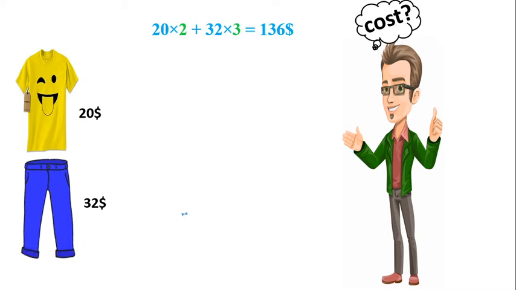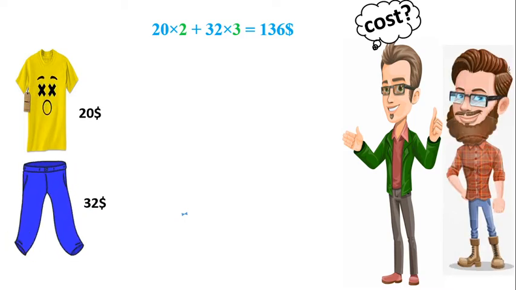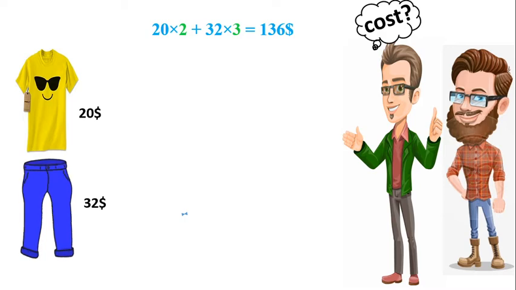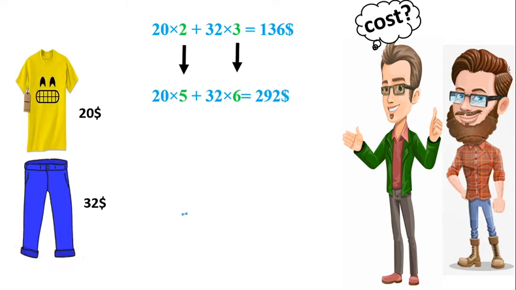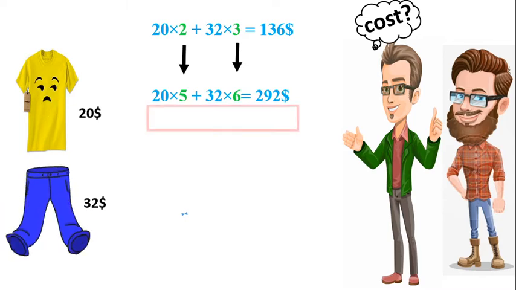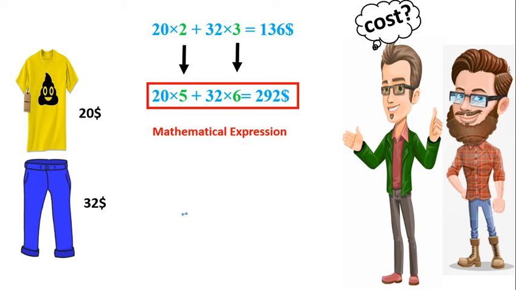Let's suppose John asks that he has purchased 5 t-shirts and 6 jeans from the same garment store. So what you might do is replace the quantities you have in the above equation. What you have here is a mathematical expression that tells you the cost of any number of jeans or t-shirts purchased from the garment store.